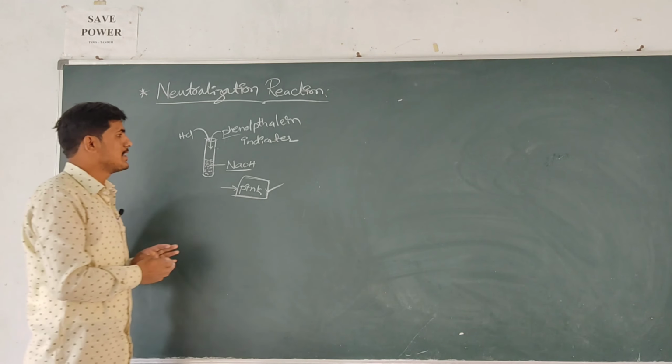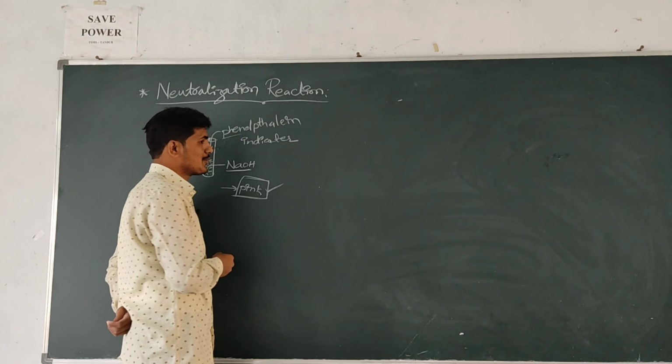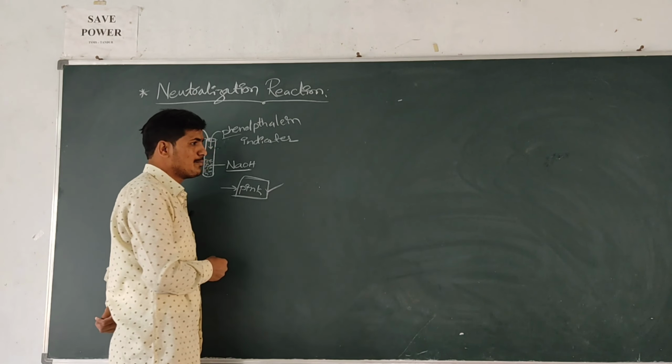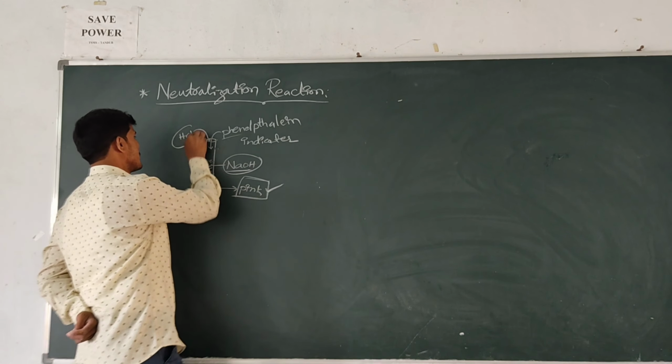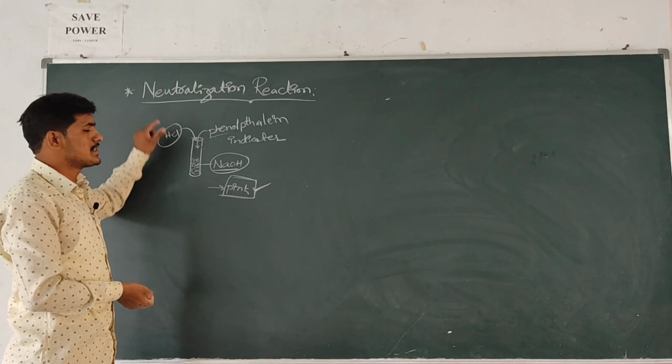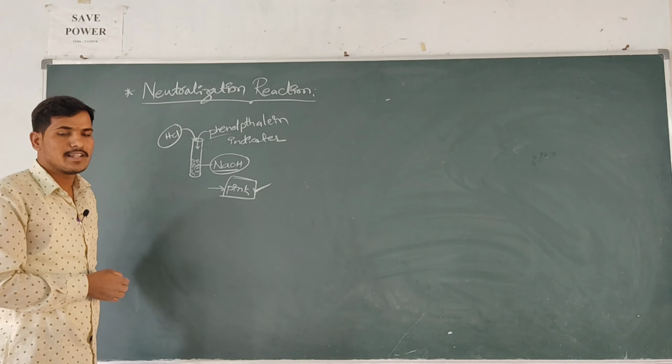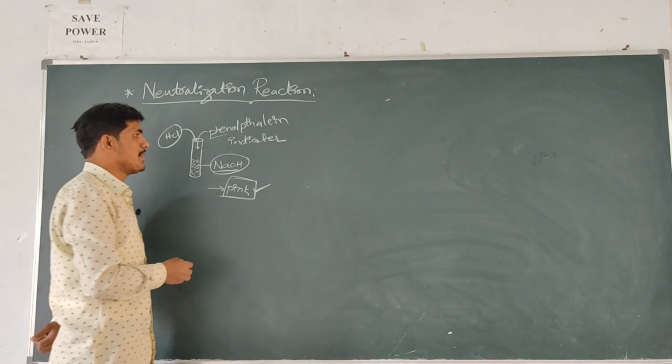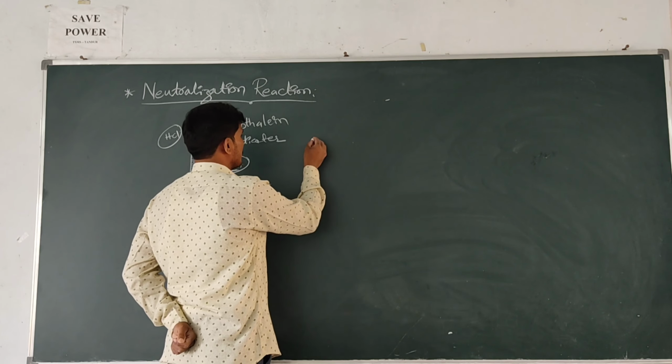What is happening in this test tube? Why does the pink color sometimes appear and sometimes disappear? A chemical reaction is taking place between a base and an acid. This is called a neutralization reaction. When a reaction takes place between an acid and a base, it is called a neutralization reaction.